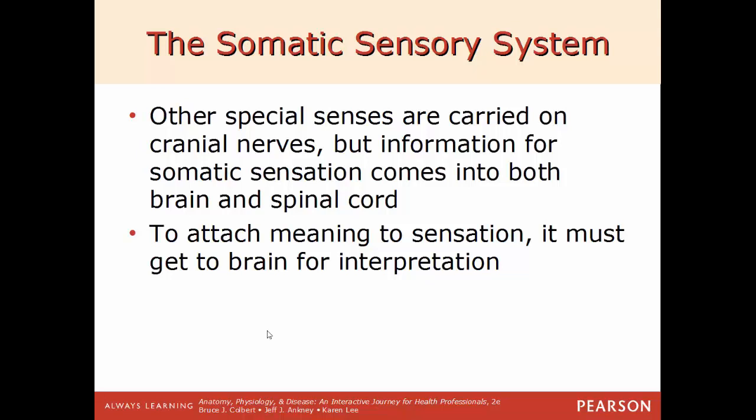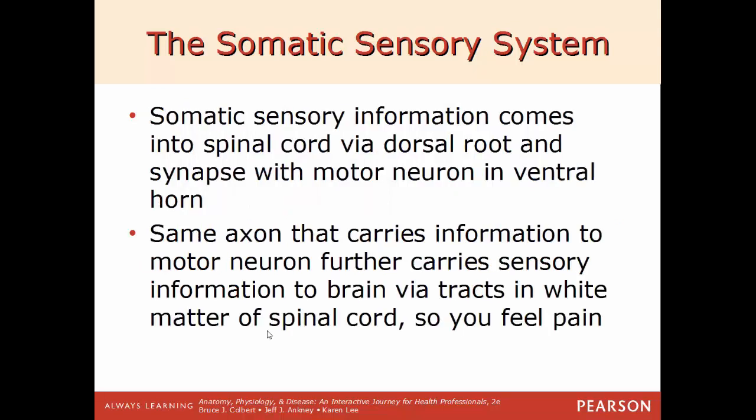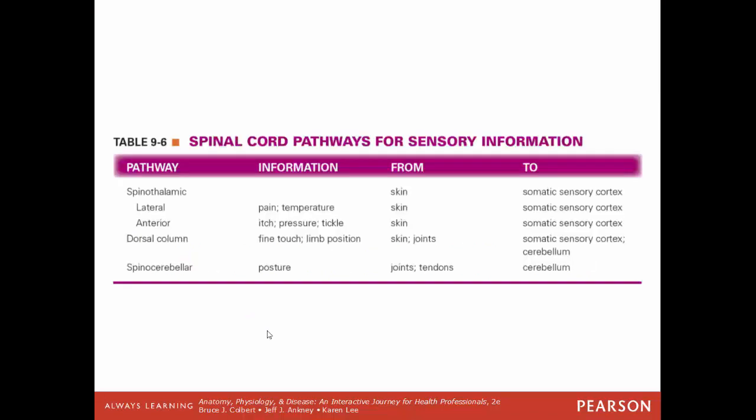So to attach any kind of meaning to a sensation, it must get to the brain to be interpreted. So somatic sensory information will come to the spinal cord via the dorsal root, and it will synapse with the motor neuron in the ventral horn. Then the same axon that carries information to the motor neuron further carries sensory information to the brain via tracts in the white matter of the spinal cord, so you can feel pain. There's a brief summary of the spinal cord pathways for sensory information.